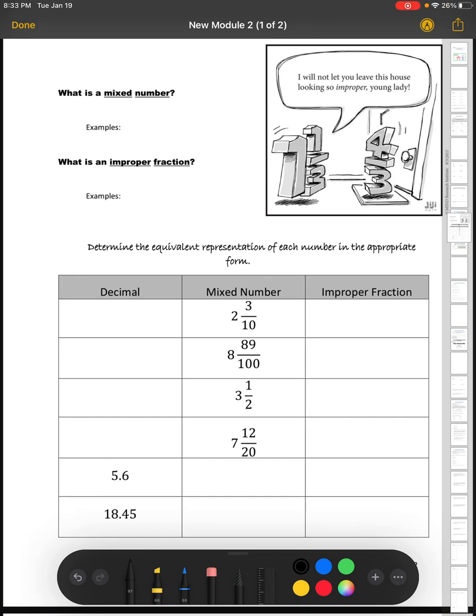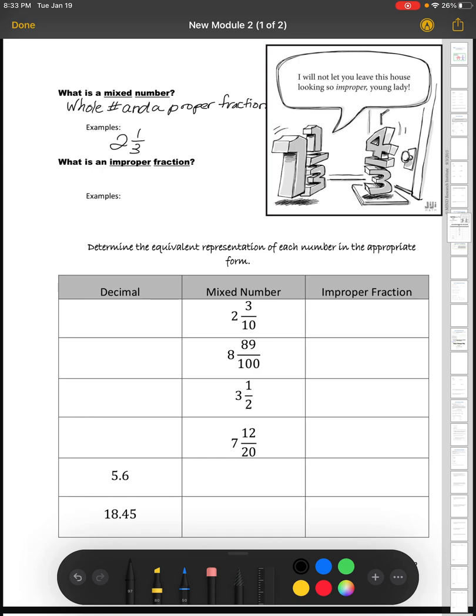All right, what is a mixed number? So a mixed number is a whole number and a proper fraction. A proper fraction is where the numerator is smaller than the denominator. An example would be, we have 2 wholes, right, and 1/3, so 2 1/3. That is a mixed number.